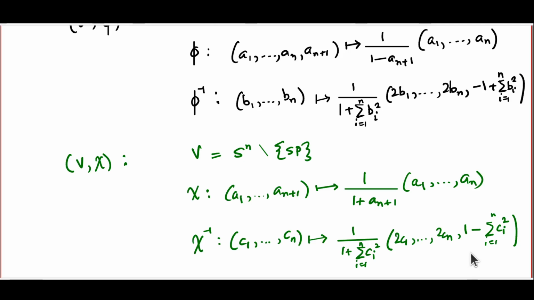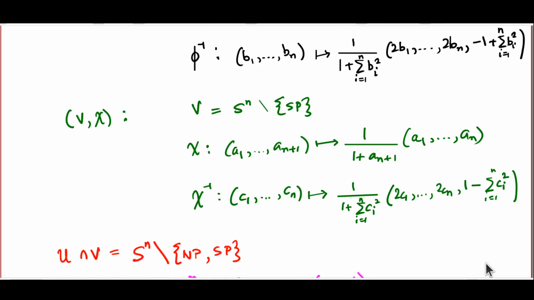And chi inverse, the inverse map, takes a bunch of numbers c1, c2, c3 up to cn to this final set where all the ci's are doubled and divided by 1 plus sum of all the ci squares to form the first n coordinates. The last one is given by 1 minus sigma ci square by 1 plus sigma ci square. So these are the charts that we had already found out.